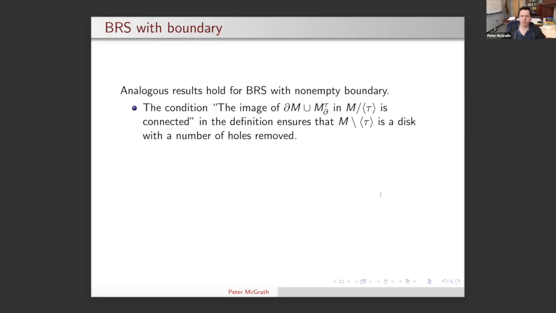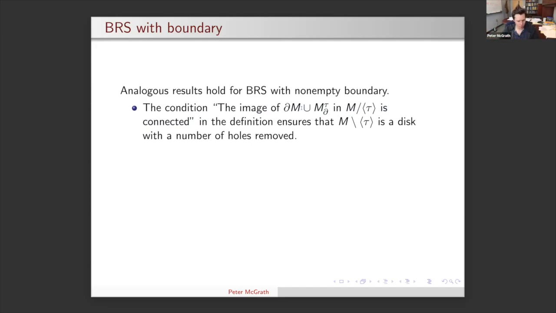The case with boundary, the story is very much analogous. We have just this extra condition. So there was that second condition in the definition that I recall here quickly. The second condition was that if we take all of the fixed point arcs that meet the boundary, and we take them with the boundary, that set is connected in the quotient. What that means geometrically or topologically is just that the quotient is a disk with a number of holes removed. And that's the right assumption to get a lot of the analogs of the preceding results to go through in the setting with boundary.